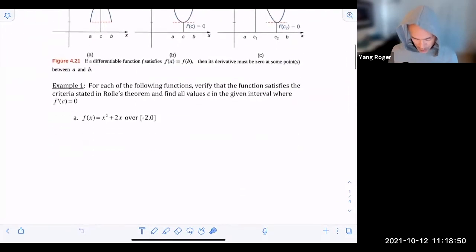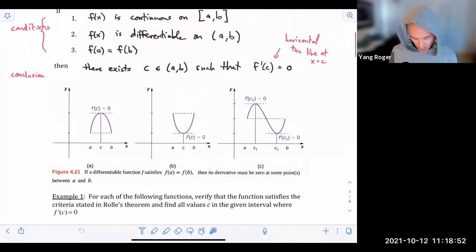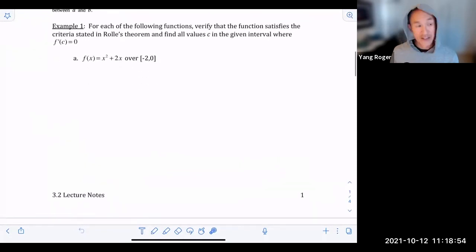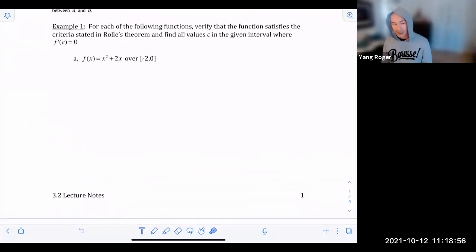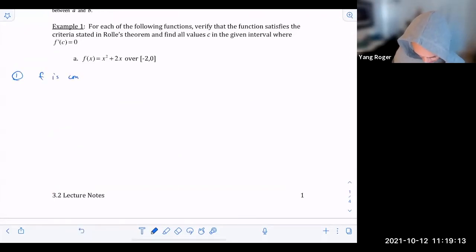So I was thinking that we would use Rolle's theorem and do an example together first. So let's take a look at this example. It says, for each of the following functions, verify that the function satisfies the criteria. So we have three criteria. The first criterion is that f is continuous on this closed interval from -2 to 0.